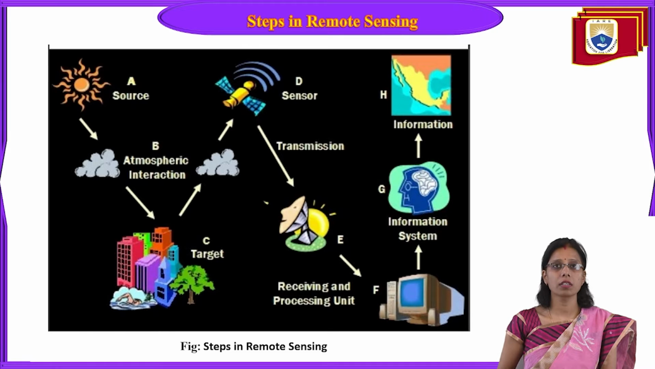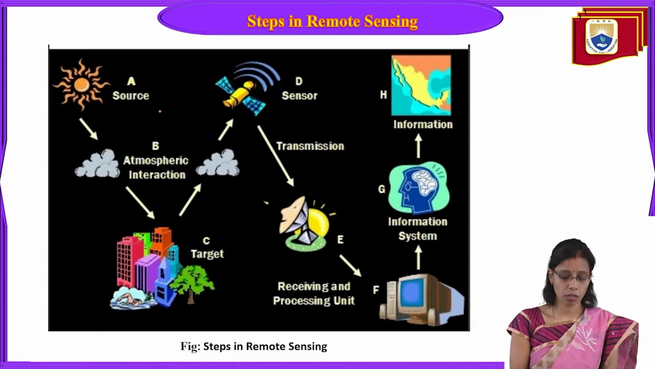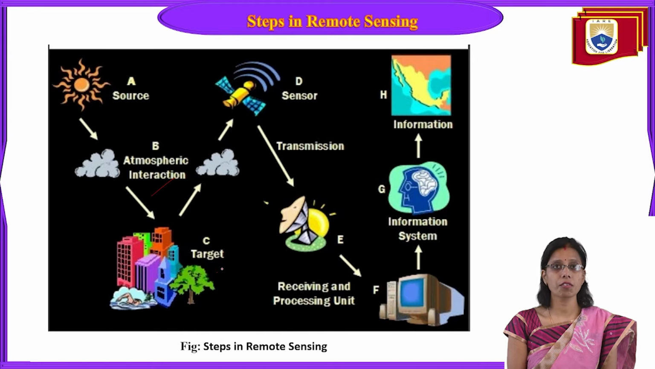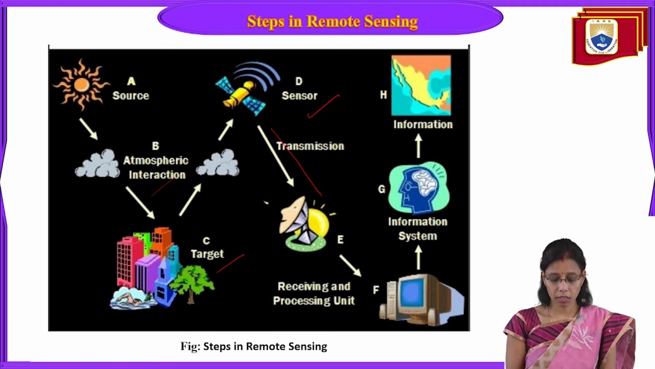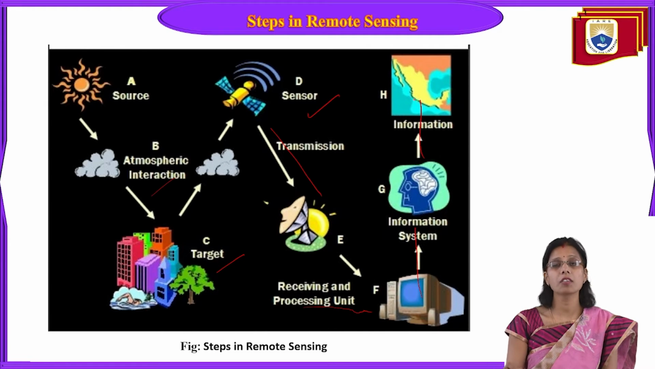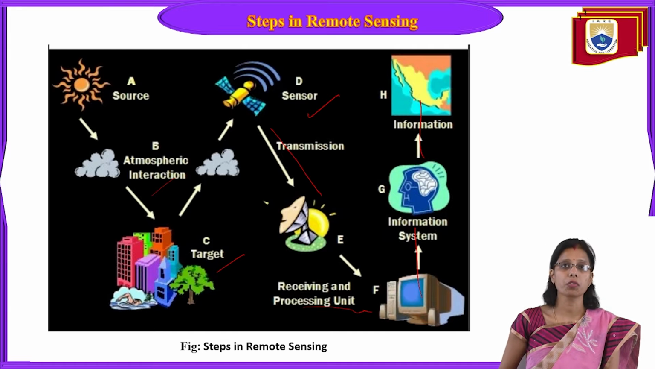Now these are again a few steps we have discussed before also. So this is a different way we can see how we process the work. Source, atmosphere interaction, then we have a target here, then a sensor here, then transmission goes, then the receiving and processing unit, then information to the system, and finally the information comes in the form of output.